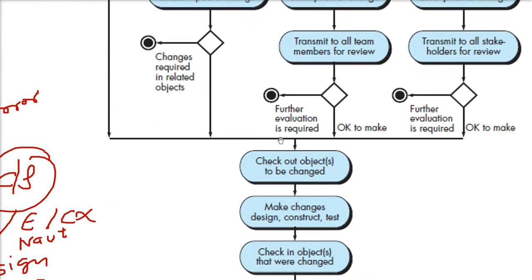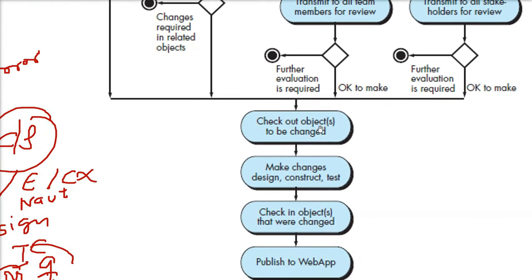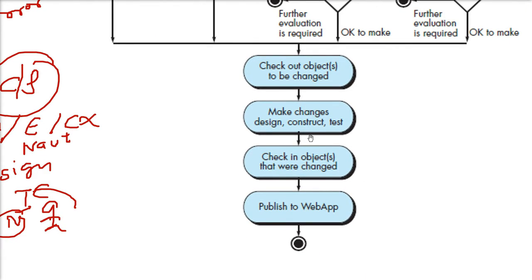Once this is done, there is a common path. We check out the objects to be changed. We make changes either in design, construct, or test. Then we test again and check in the objects that were changed. That is the testing-again part. And finally, we publish it on the web app.